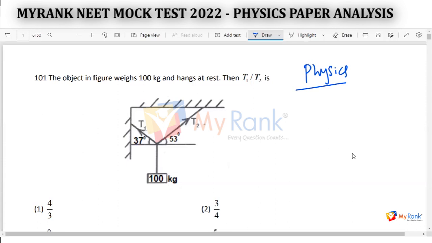As you see this question, the object in the figure weighs 100 kg and hangs at rest. Then T1 by T2 is? You see this 100 kg object is hanged. It is suspended, students, using strings. Here you see the strings. T1 is connected to one side of the wall, and on the top side another string is connected, and the tensions T1 and T2 make angles 37 and 53 degrees, as shown in the diagram.